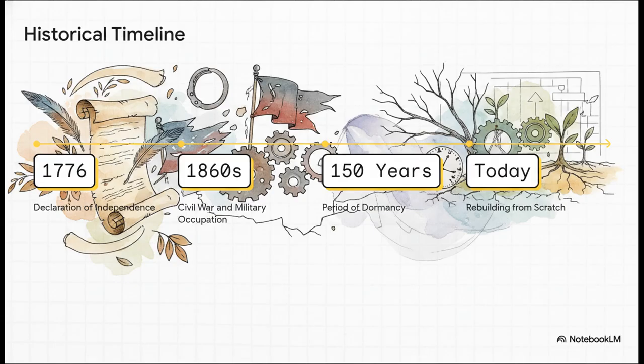But then the texts claim a massive shift happened in the 1860s. They assert that the American Civil War basically resulted in a perpetual military occupation and a total takeover of the original government structure. And this, according to the materials, led to a roughly 150-year period of dormancy. Essentially, the actual lawful American government was put on ice. Today, the movement states they are quite literally rebuilding that original system from scratch.